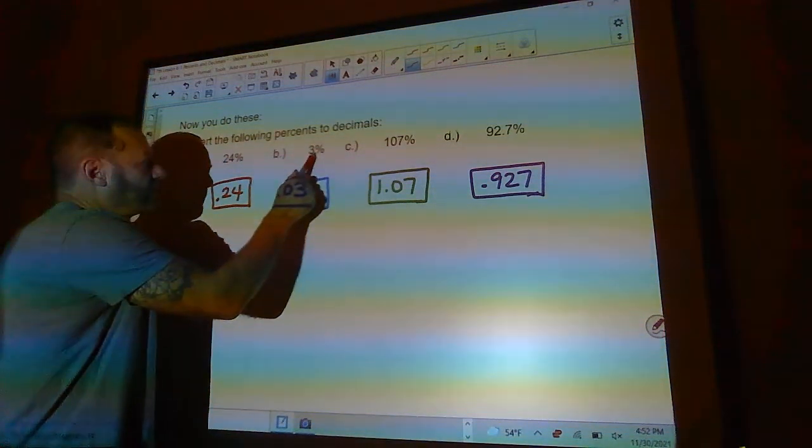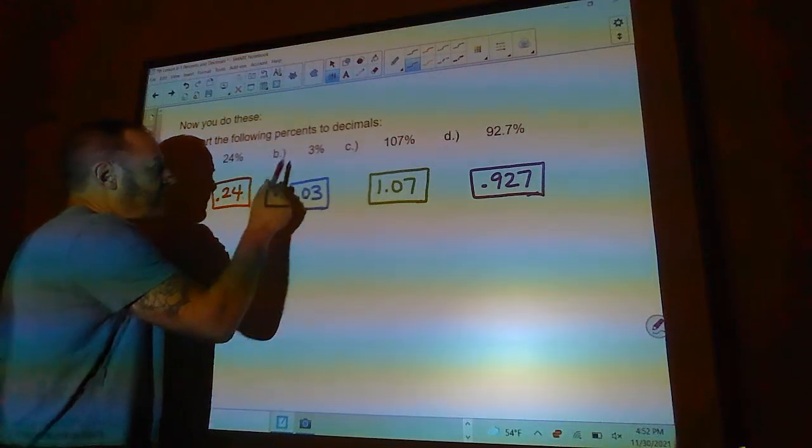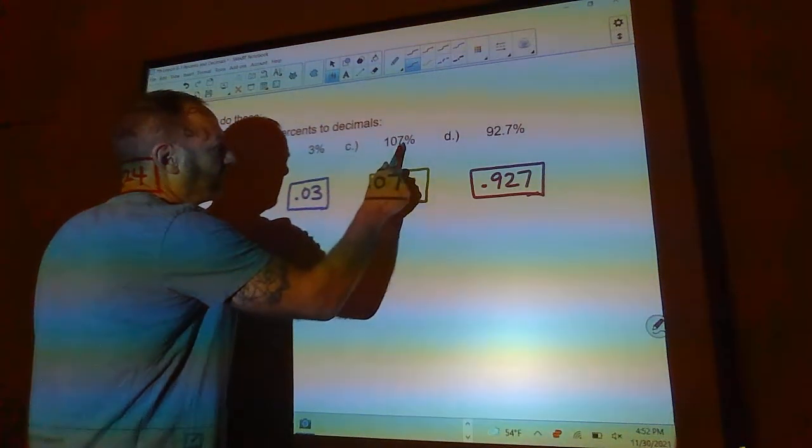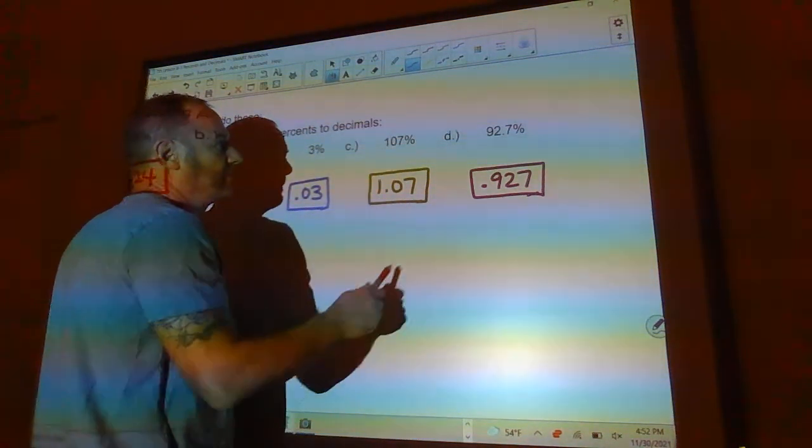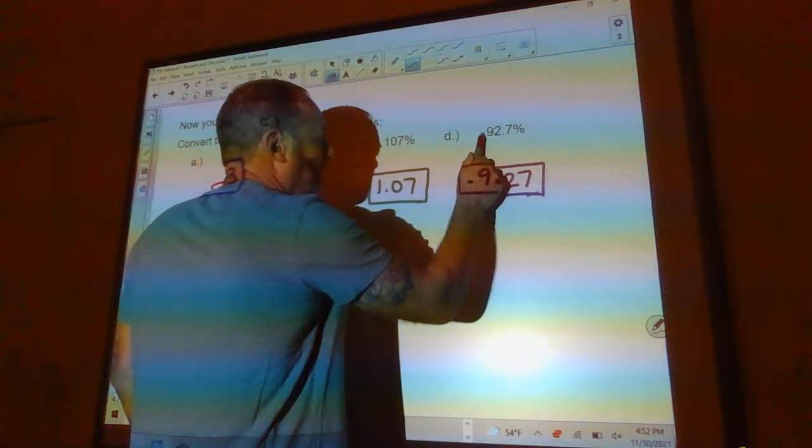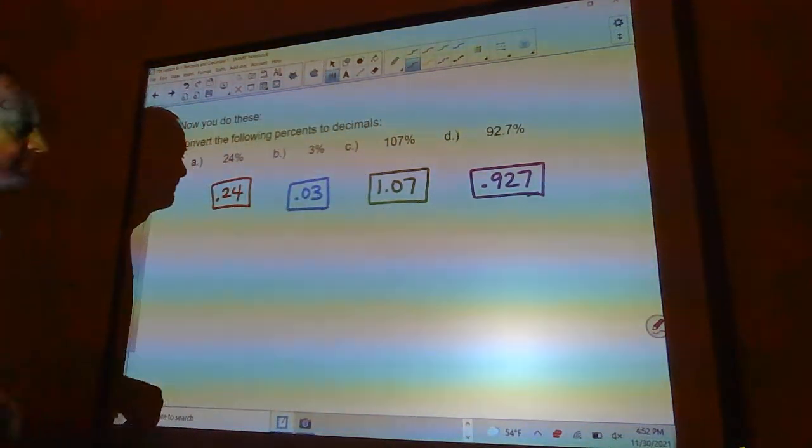12.24. Okay, from here, here, and then I got to leave a space for a 0. Decimal point here, 1, 2, that'd be 1.07. Here, decimal move 2 to the left, that'd be 0.927.